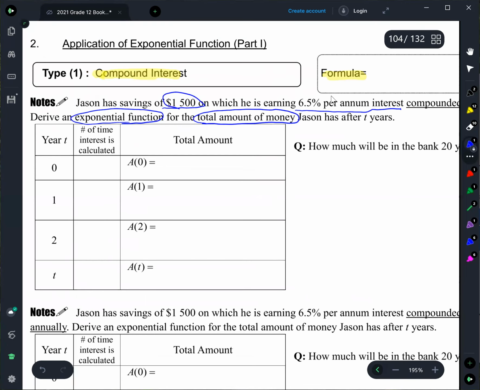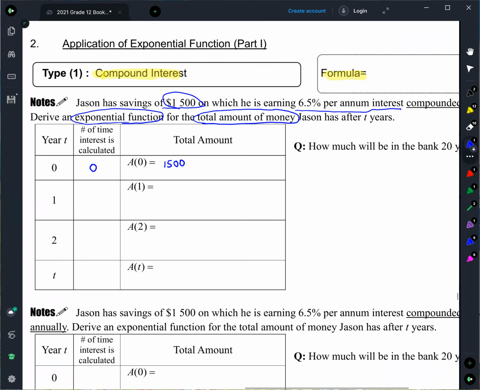So here I made a chart, with the title on the top. The first column is for the year. Year 0 means the beginning, so there's no interest calculated, and I put 0 for the number of times interest is calculated. A of 0 means the amount, A for amount at year 0. At the beginning, I have 1,500. Any questions so far?